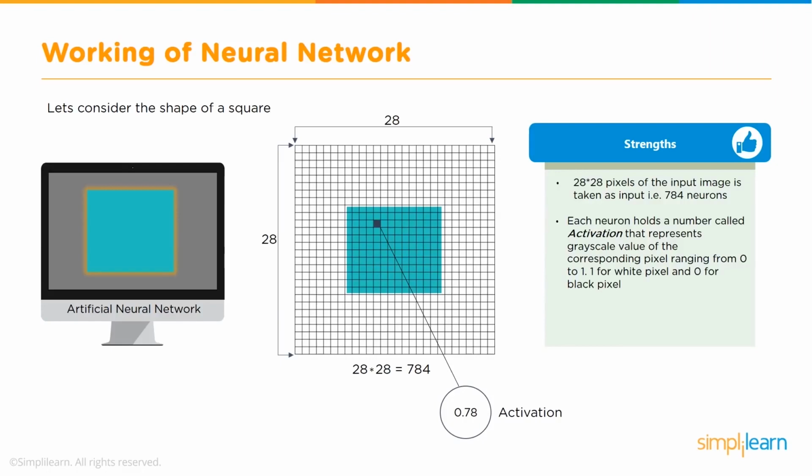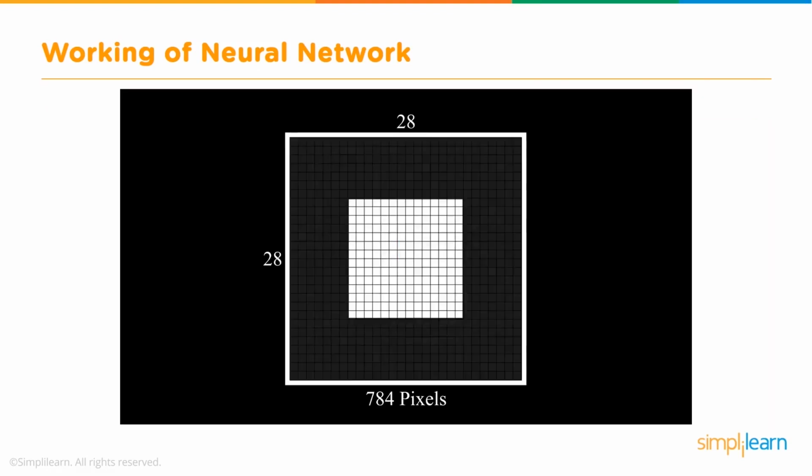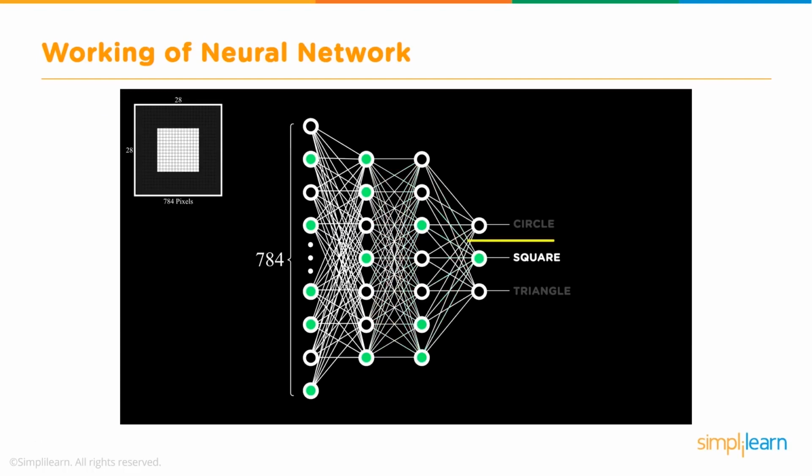So let's take a closer look at how this works. So the value of each neuron, if it is close to 1, it is white, and if it is close to 0, it is black. So this is an animation of how this whole thing works. One of the ways of doing this is that we can flatten this image and take each of these 784 pixels and feed it into our neural network as an input.